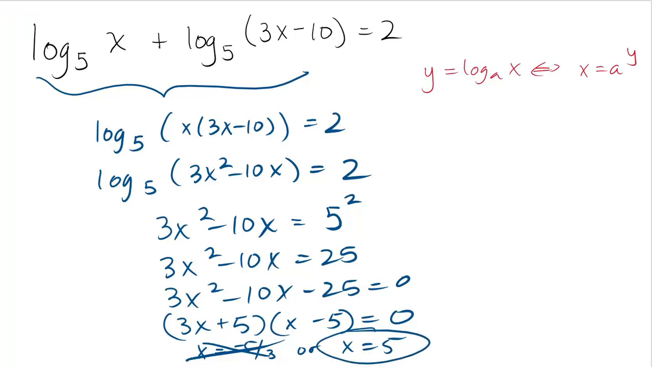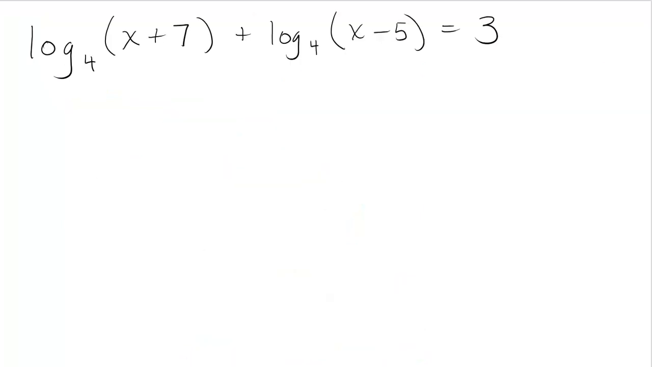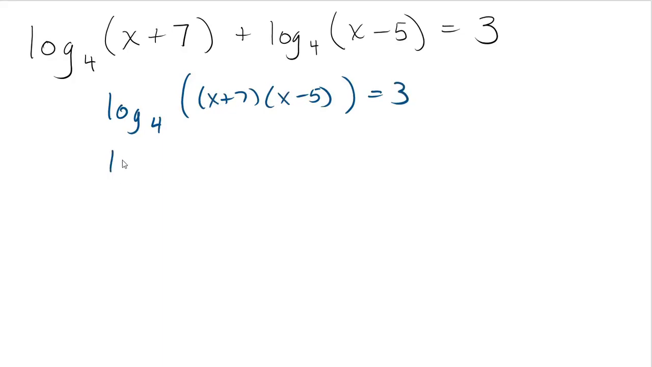Let's do another one like that. See if you can do the first step. Log base 4 of x plus 7 plus log base 4 of x minus 5 equals 3. See if you can consolidate those logarithms on the left side. To consolidate those logarithms, you would multiply the inputs. So this is log base 4 of x plus 7 times x minus 5. And I would use the FOIL process to multiply that out. That's going to give us x squared plus 2x minus 35.